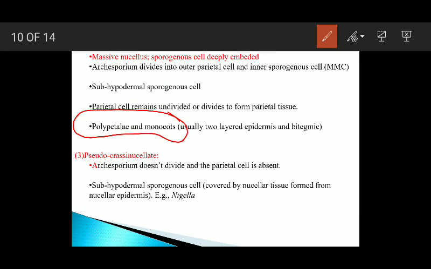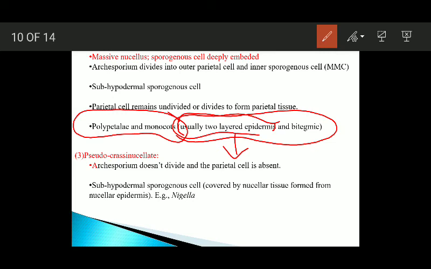Since you have multiple layers of cells above the sporogenous cell or megaspore mother cell, usually you have two layers when the parietal cell does not divide. When it divides, you have multiple layers. Usually you have two layers of epidermis. The ovules are definitely going to be bitegmic.